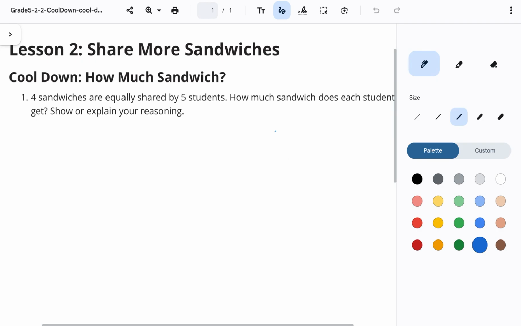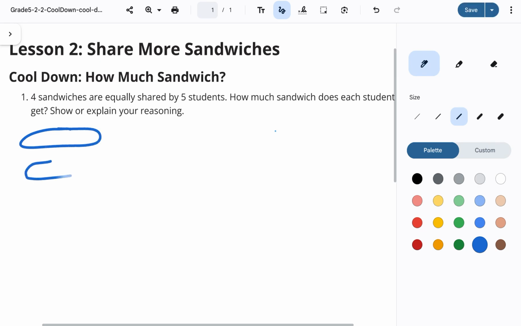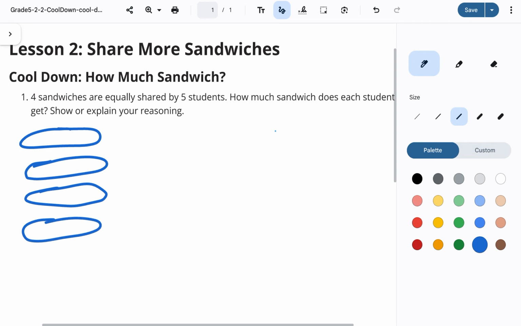So let's start off with drawing a model similar to yesterday. I'm going to go ahead and draw out that we have one sandwich here, a second sandwich here, a third sandwich here, and a fourth sandwich here. Now this time our sandwiches are going to be shared by 5 students. So no longer are we going to divide these into fourths like yesterday. Today we're going to be dividing these up into fifths.